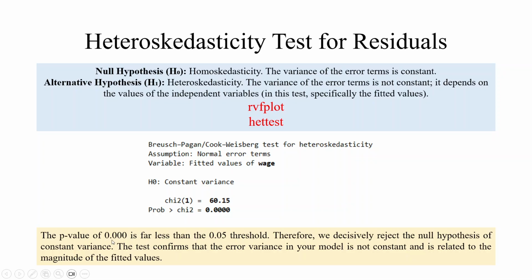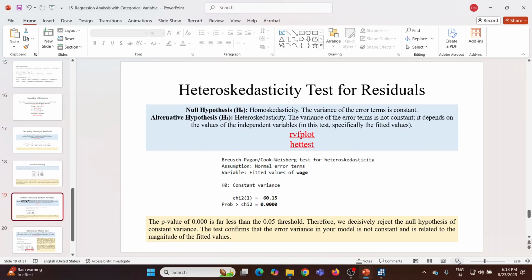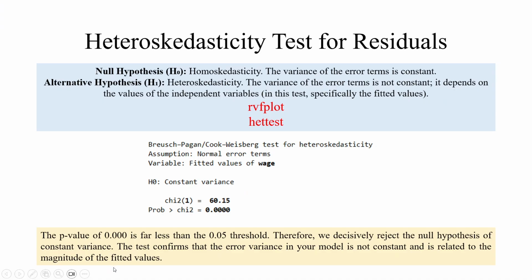The p-value of this test is 0.00, which is far less than the 0.05 threshold. Therefore, we decisively reject the null hypothesis of constant variance. The test confirms that the error variance in the model is not constant and is related to the magnitude of the fitted values. This is not good. This is not desirable.